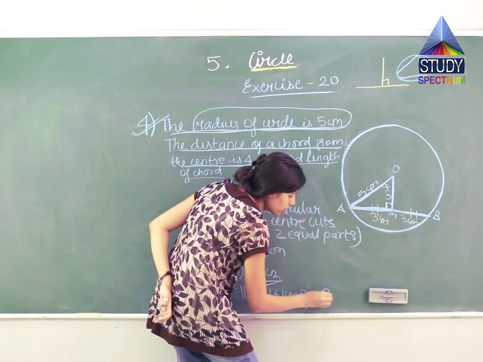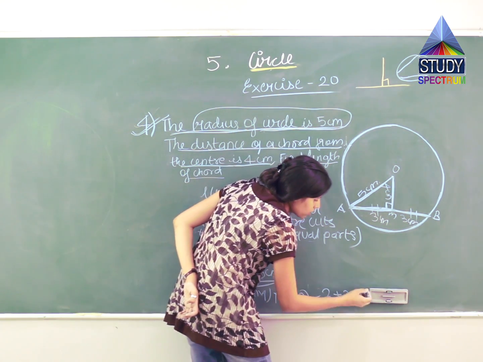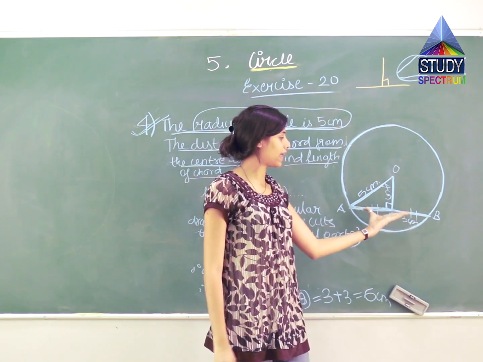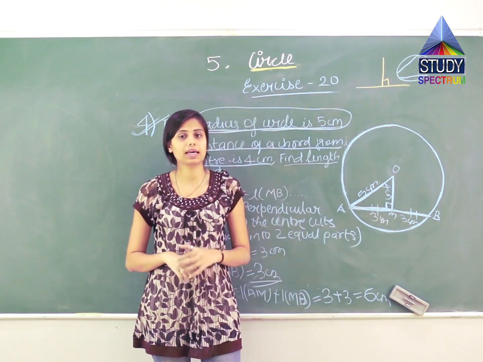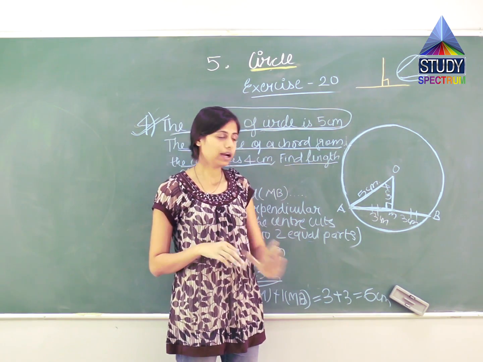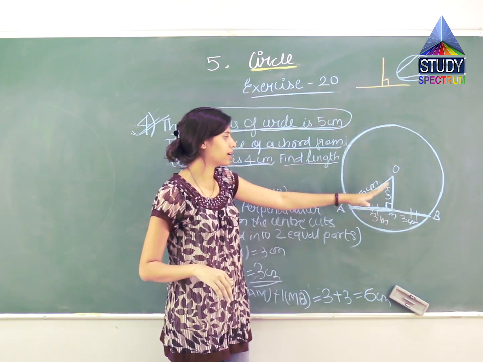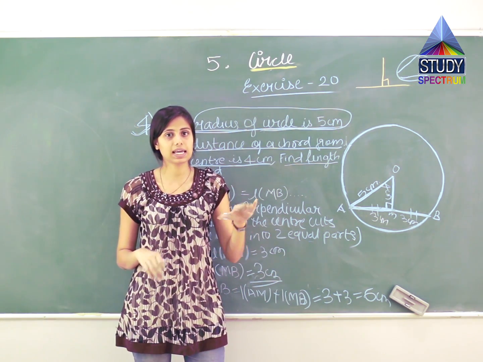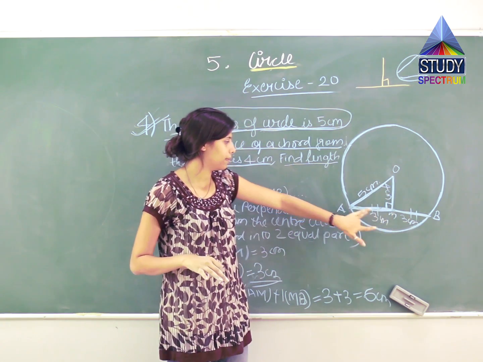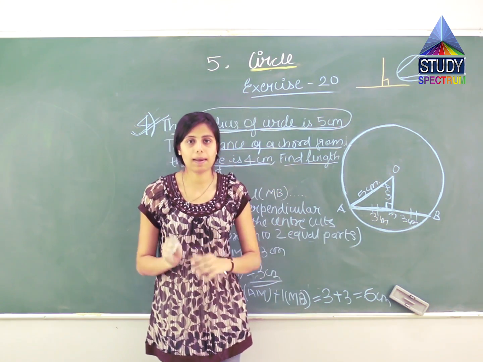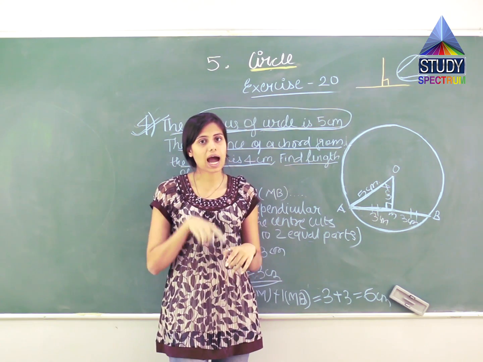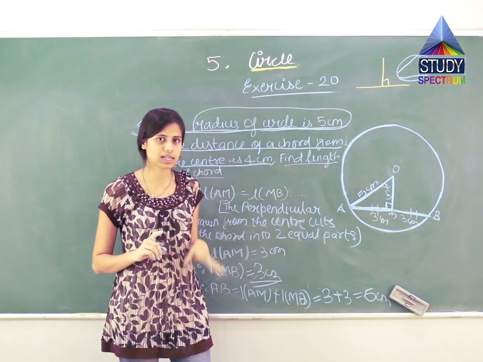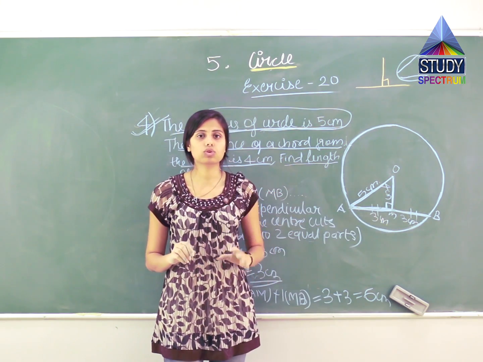So the answer will be what? 3 plus 3. The answer comes for this is what? 6 centimeter. So what is the length of AB? The length of AB is 6 centimeter. First what we did? We were given this and we were given this. A radius and a perpendicular. What we did? Joining this, we formed a triangle OMA. Now we have a triangle OMA. What we did then? We used the hypotenuse theorem and we found the length of the third side, which is AM, which comes to 3 centimeter.